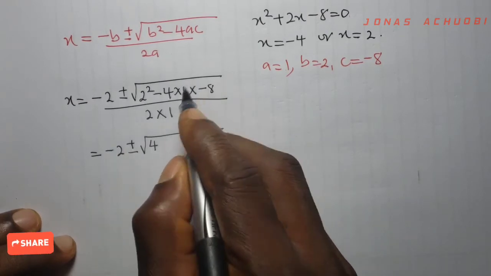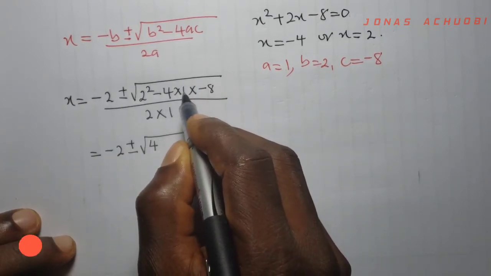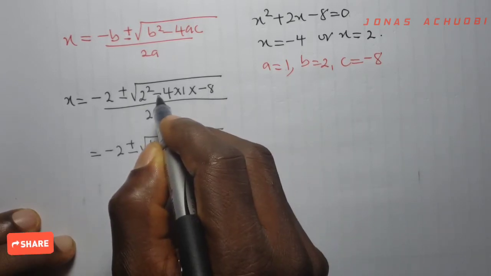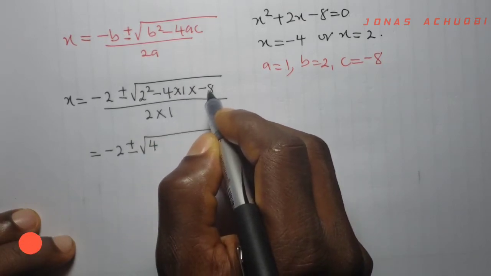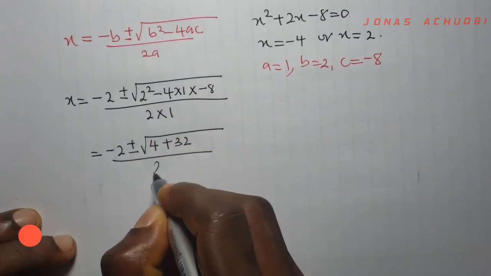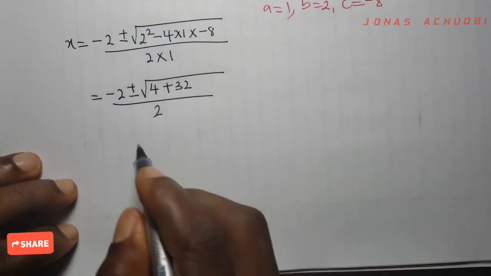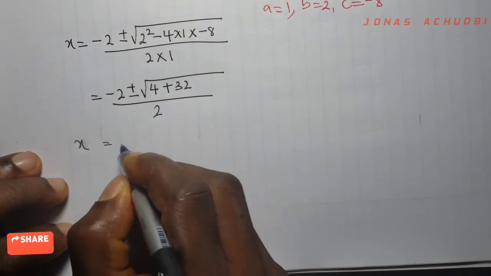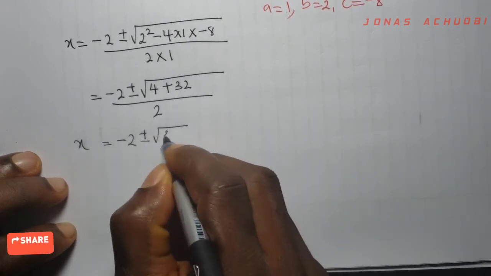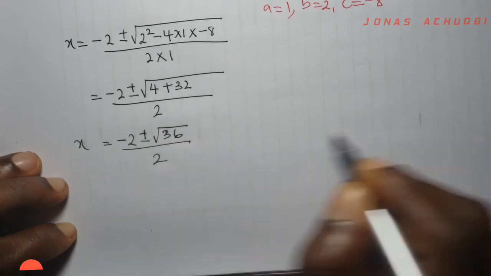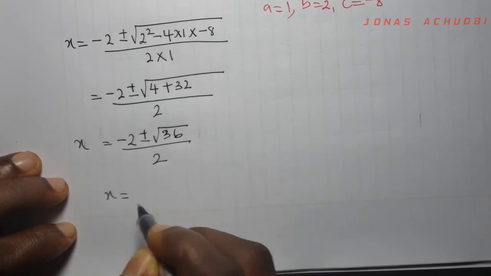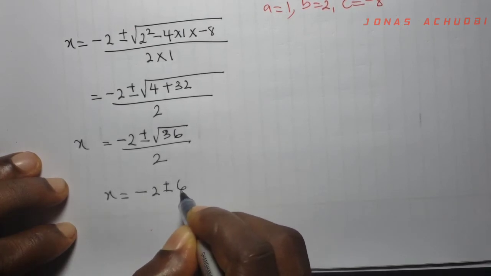So this gives us minus 2 plus or minus the square root of 2 squared, which is 4. Now 4 times 1 is 4, and 4 times minus 8 is minus 32. And we have a minus sign here already, so minus 4 times 1 times minus 8 is plus 32. Divide by 2 times 1, which is 2. If we simplify further, we get that x is equal to minus 2 plus or minus the square root of 4 plus 32, which is 36, divide by 2. The square root of 36 we know is 6. So this becomes x equal to minus 2 plus or minus 6 over 2.